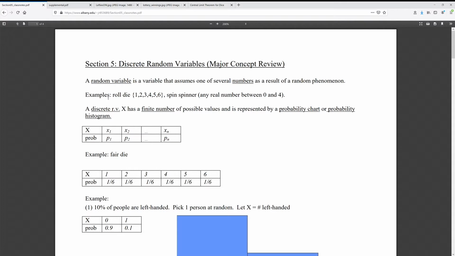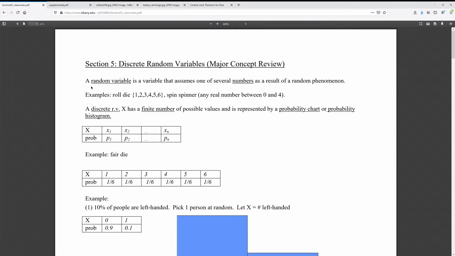So we'll start with the concept of a random variable. A random variable, not to put too fine a point on it, is a variable that's random. So randomness we've talked about. What's a variable? Well, a variable can be one of several numbers. So in other words, a random variable can be one of many numbers, but which one it's going to be is random. A random variable is a variable that assumes one of several numbers as a result of a random phenomenon.